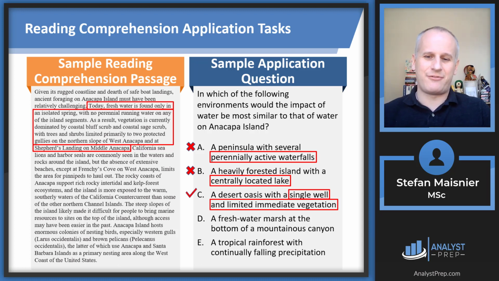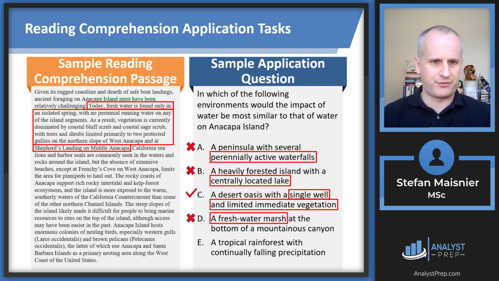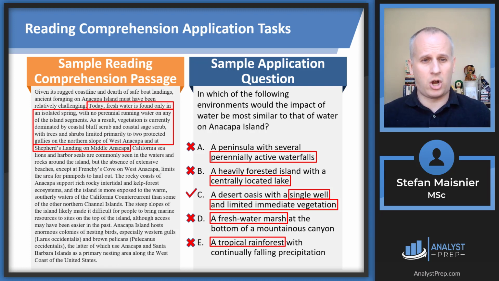Then choice D, a freshwater marsh at the bottom of a mountainous canyon. Well, we know that there's not much fresh water, not the least of which a marsh that would be standing at all times, so that's out. And then E, a tropical rainforest with continually falling precipitation. Again, this is not the case here because there's limited water on the island.